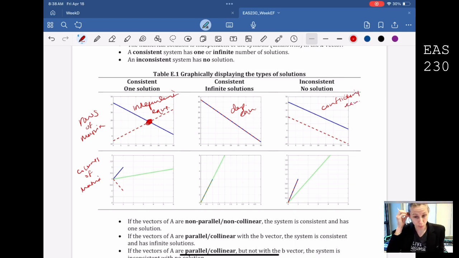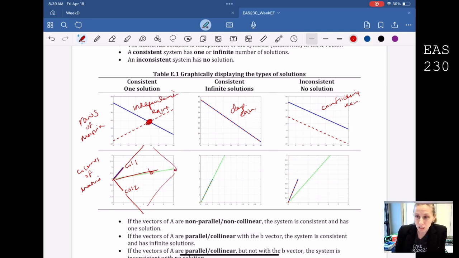From a vector perspective, it might look like this, where this is our column 1, column 2, and this is our B vector. The green would be our B vector. So here's what it looks like to have a consistent system with one solution. Our two columns are independent of each other. They're not the same line. They're not collinear. And our B vector is separate from both of them. So I can multiply this by a certain number, multiply this by a certain number, and when I add them together, I get to my B vector.